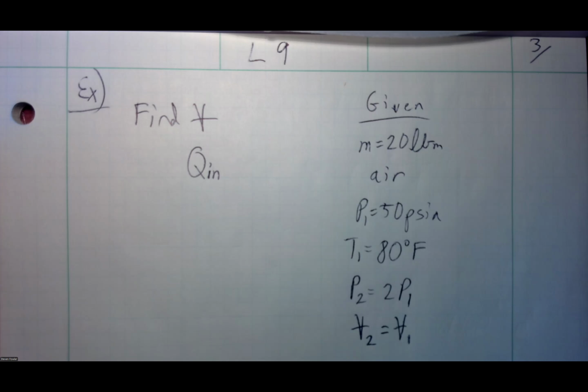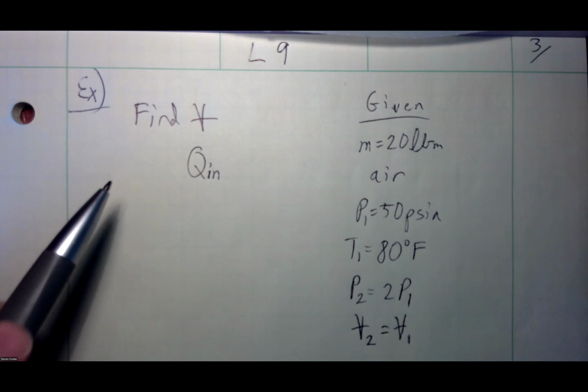Older editions of the text will have a reduced volume value, but they don't... Yeah, Izzy, I'm recording. I'm recording. We're busy. I'm sorry. Older tables will have reduced volume values, but they don't have specific volumes like water and R134 do. So I'm not going to be able to use table properties for this.